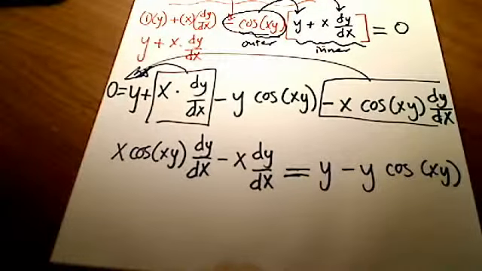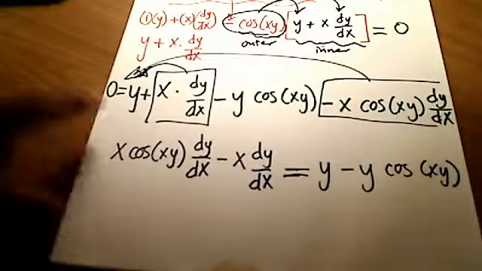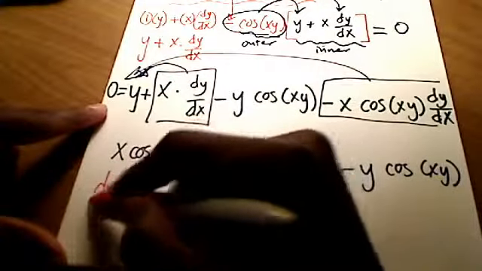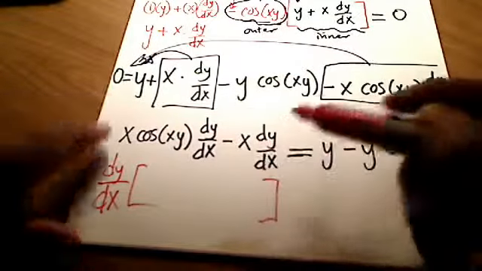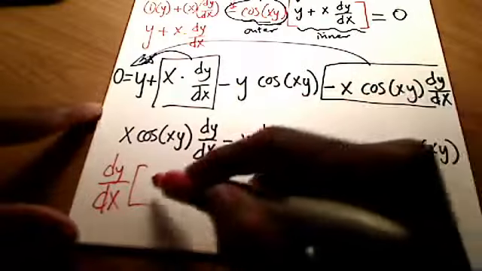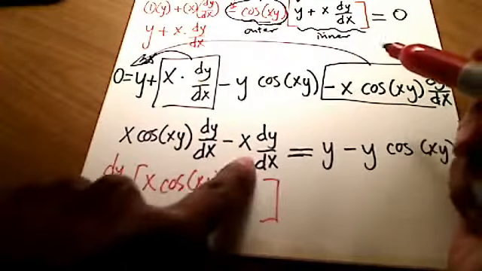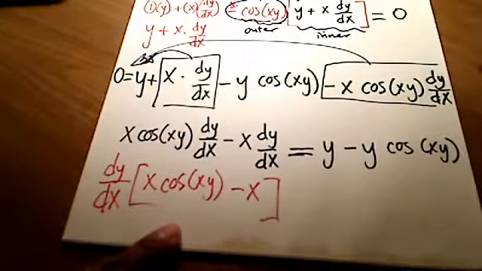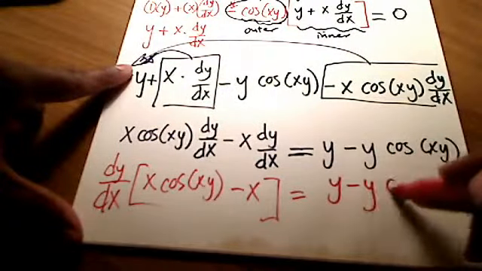Why did I do that? Well, I did that because I can factor out a dy over dx from both of these two terms here. And if I do that, here's what I have. If I factor out a dy over dx from these two terms, do you see that from this term I'll have simply left an x cosine xy, and from this term I'll have simply left just an x minus x, okay, is equal to this stuff here.